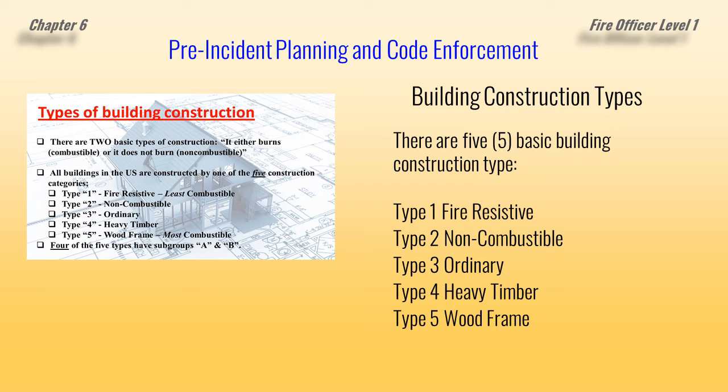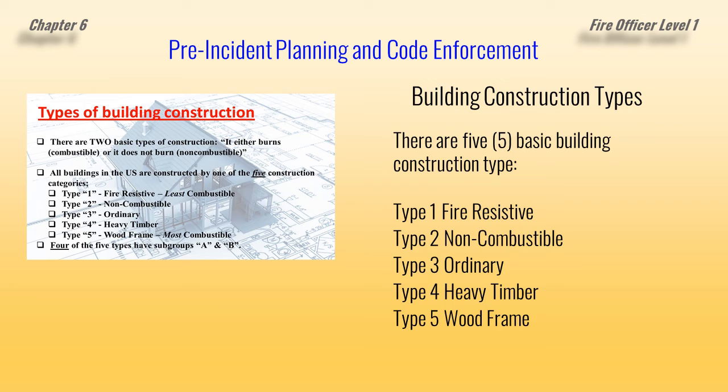But a type 1 building, a fire resistive building, basically means that, I call it the bones of the building, the structure. So the parts of the building that hold the building up are made of materials or covered with materials that resist direct flame contact. So the building isn't going to fall down anytime soon when it's being attacked by fire. There's time in that type of construction.